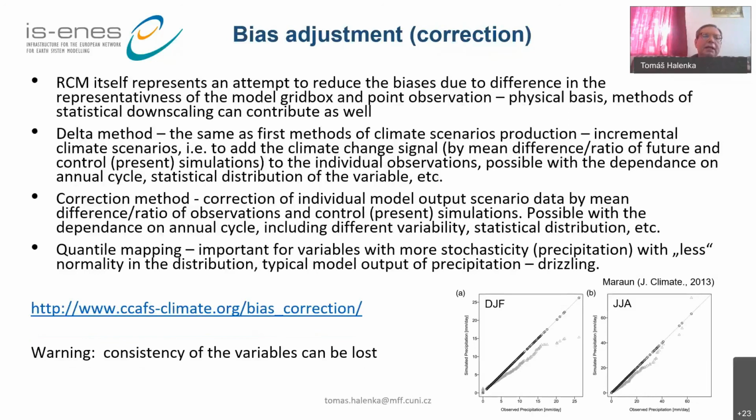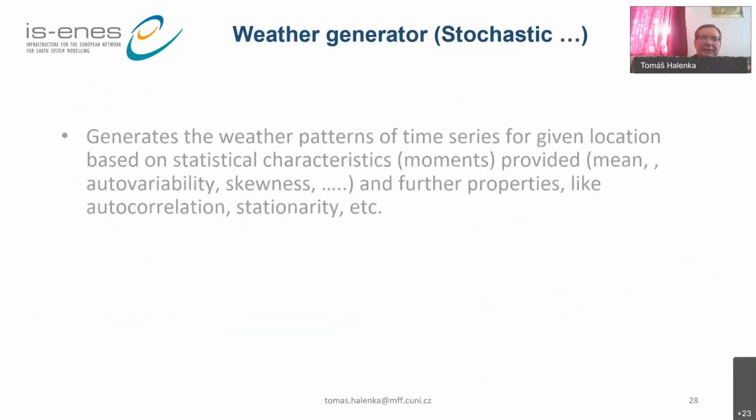Some warning concerning bias adjustment. Even though from a regional climate model we have basically consistent variables, I mean the relations between them, when using bias correction you can actually lose that consistency. Well, next.